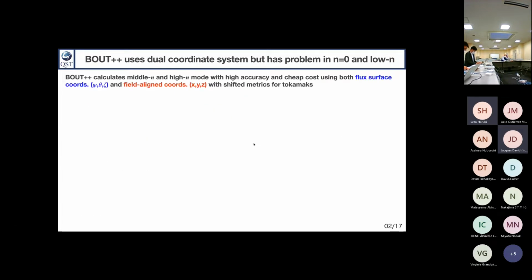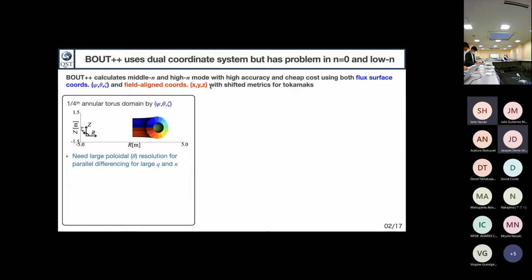BOUT++ calculates middle-n and high-n modes with high accuracy and cheap cost using both flux coordinate systems and field-aligned coordinate systems with shifted metrics for tokamaks. Now the left figure shows the computational domain of a 1/4 annular wedge tokamak torus domain, and the color stands for the value of the poloidal angle. For tokamak edge simulations, where the safety factor increases towards the last closed flux surface, a numerical grid based on the flux surface coordinate needs fine poloidal resolution for parallel differencing.